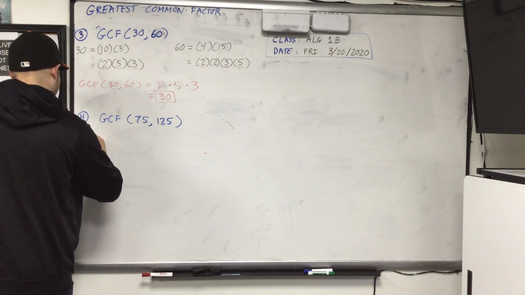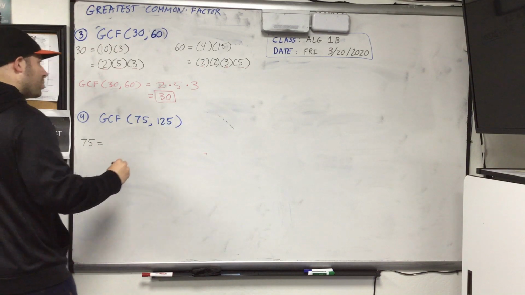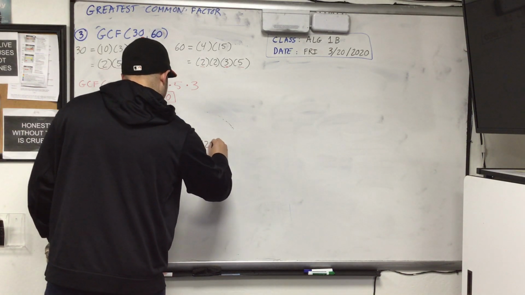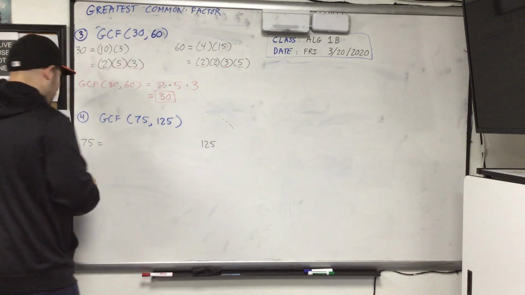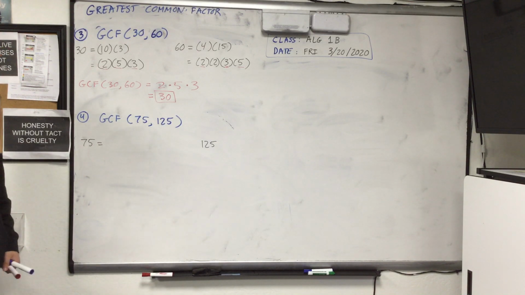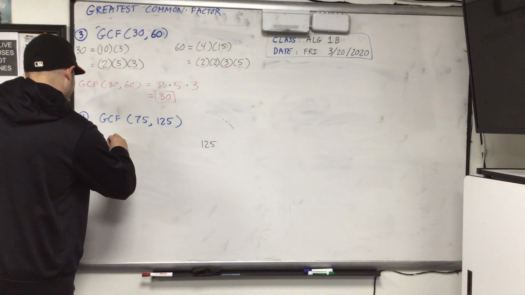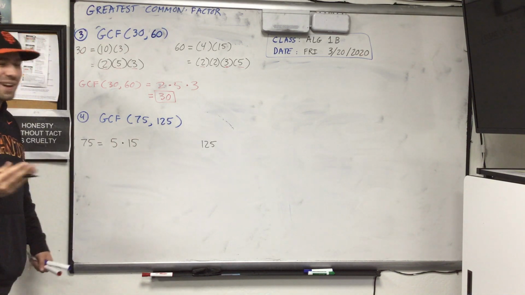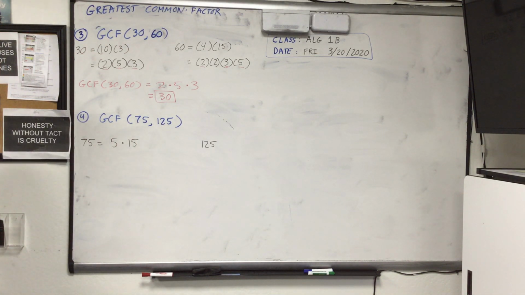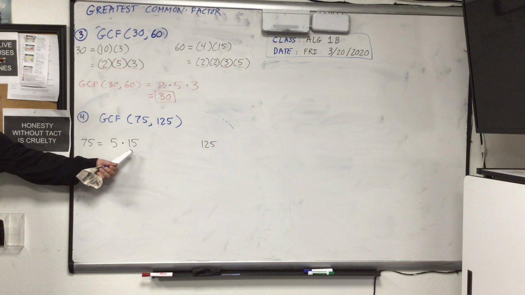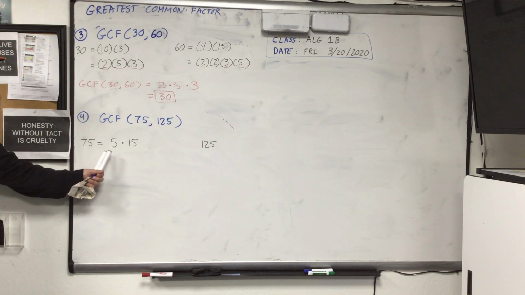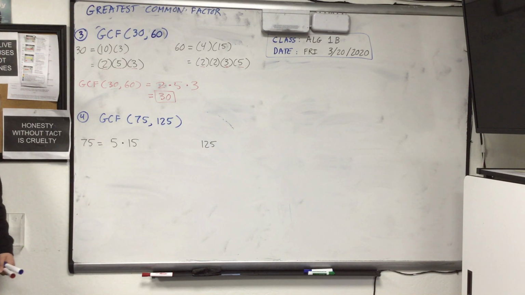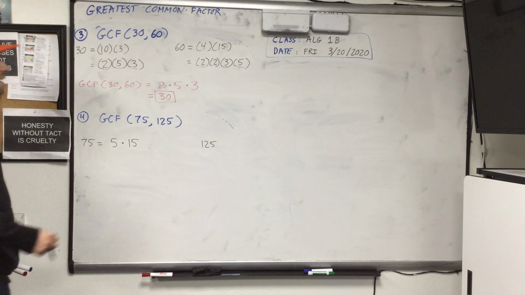So 75 and 125. I'm going to break both of them up. Well, 75, let's just say I pick 5 and 15. You guys might have picked 25 and 3. That's totally fine. I just wanted to be different. 5 times 15. Well, can I break down 5? No. But can I break down 15? Yes.